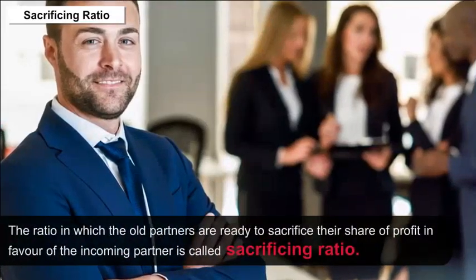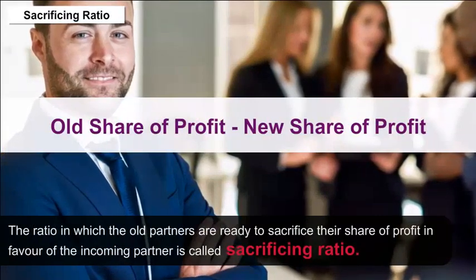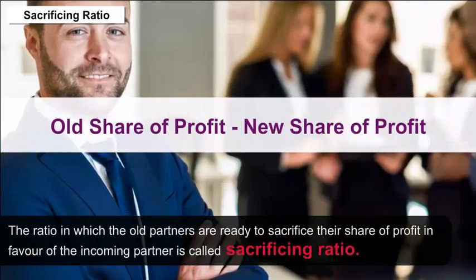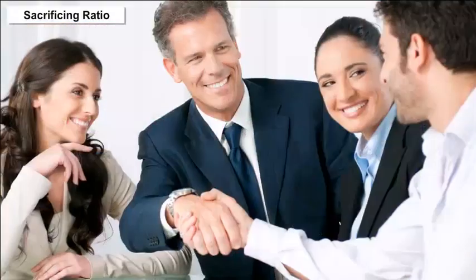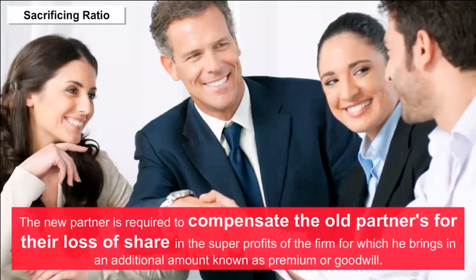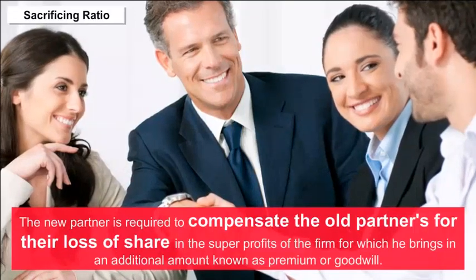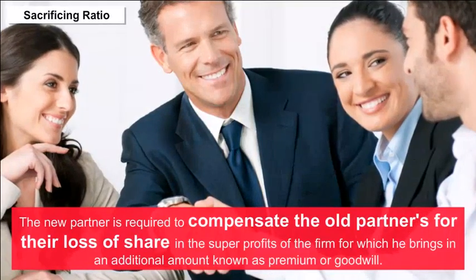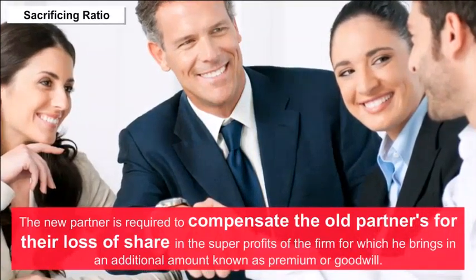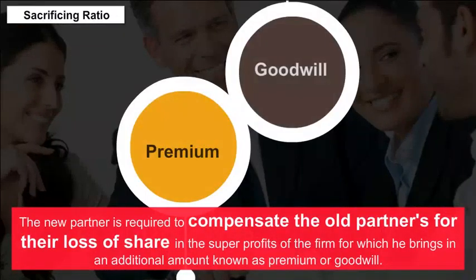Sacrificing ratio. The ratio in which the old partners are ready to sacrifice their share of profit in favor of the incoming partner is called the sacrificing ratio. The new partner is required to compensate the old partners for their loss of share in the super profits of the firm, for which he brings in an additional amount known as premium or goodwill.